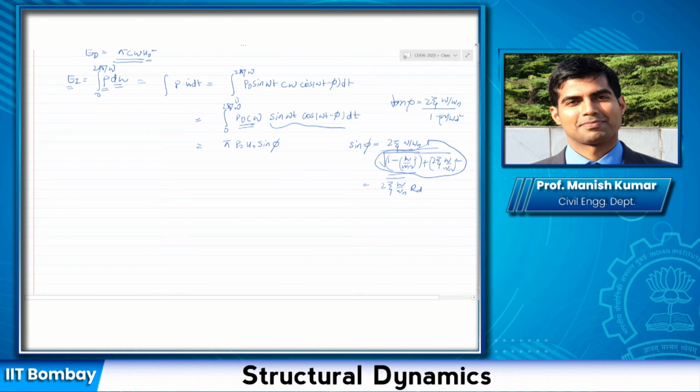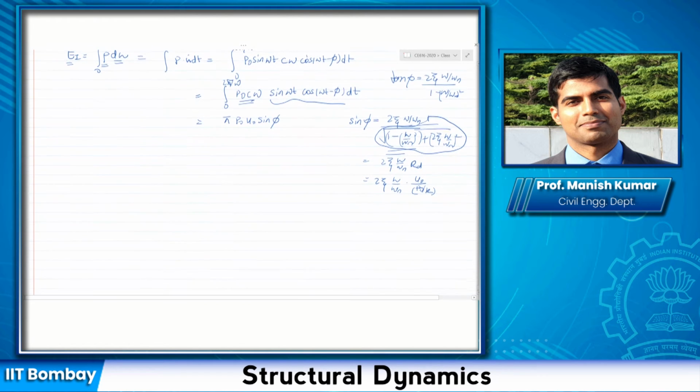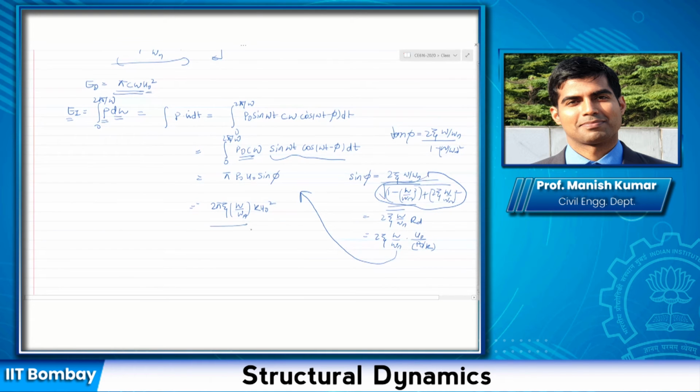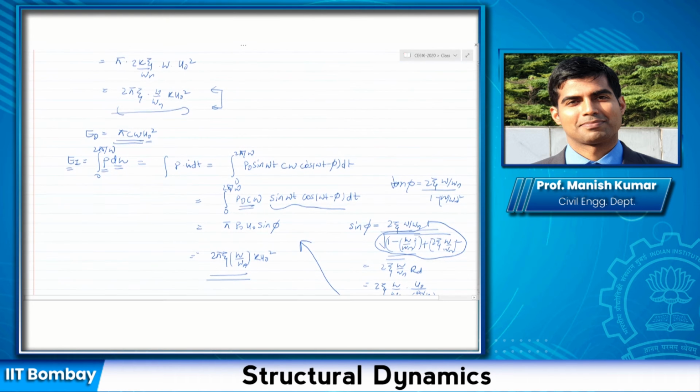And RD is what? RD is peak dynamic displacement by peak static displacement, which is P naught by K. So you can substitute the value of sine phi here, so that you can get it as 2 pi zeta, and this would be omega by omega n times K u naught squared.